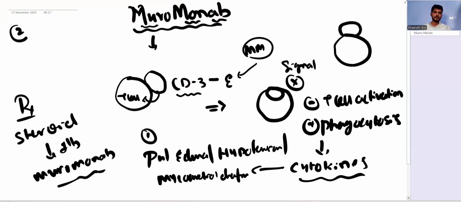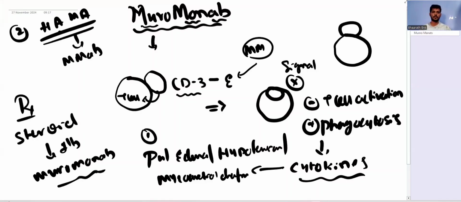The second is because this itself is taken from a murine source, and this will become a foreign antigen to the human body, and the antibodies are produced against this antibody. So they are called HAMA, human anti-murine antibodies. These antibodies will act against this muromonab and cause destruction of muromonab and reduce its efficacy.